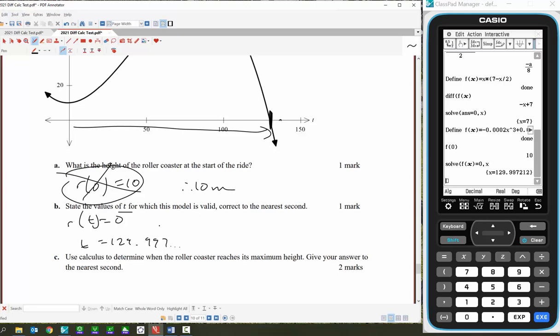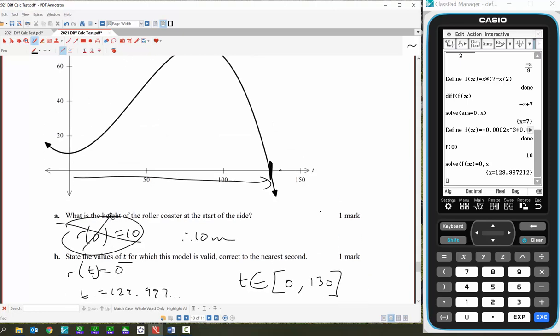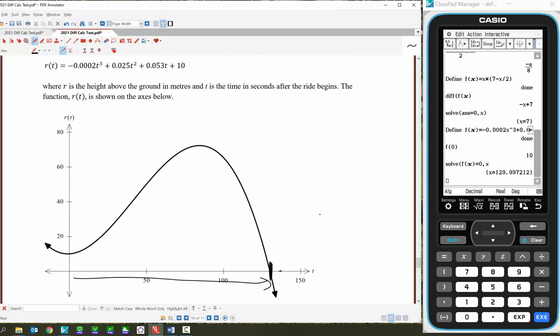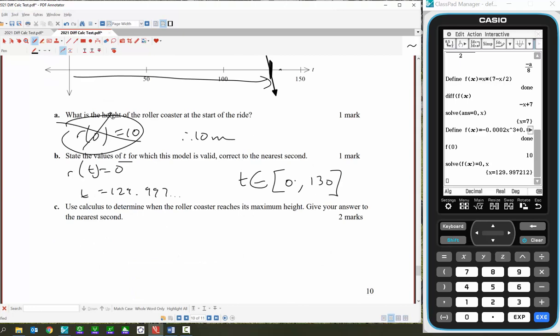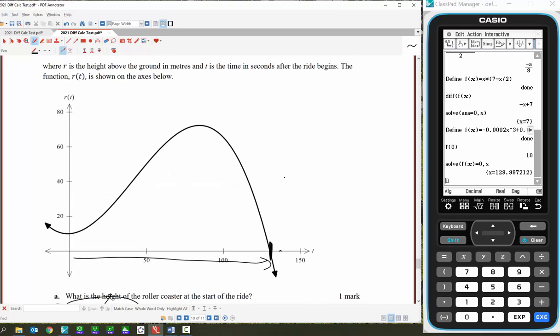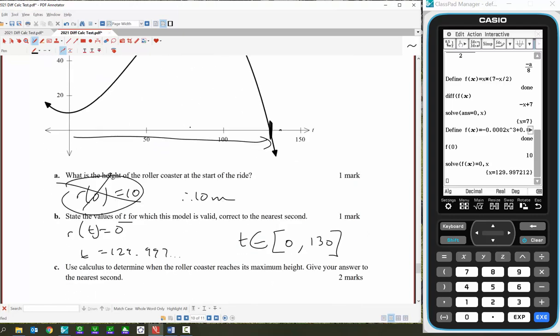So to state the values of t, t is an element from 0 to 130. T is the time in seconds after the ride begins. Should we include those endpoints or not? T equals 0, I think we do.